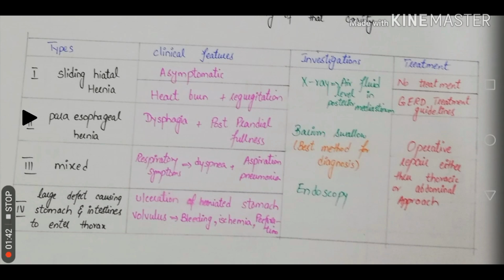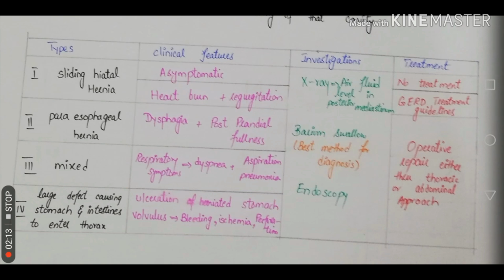Talking about the second type, the para-esophageal hernia, it will present with dysphagia and post-prandial fullness. Number 3, the mixed type, will present with respiratory symptoms, for example, dyspnea and aspiration pneumonia. The fourth type will present with ulceration of the herniated stomach. It can develop into a volvulus which can bleed, it can perforate, and it can cause ischemia of the part which is involved in that volvulus.